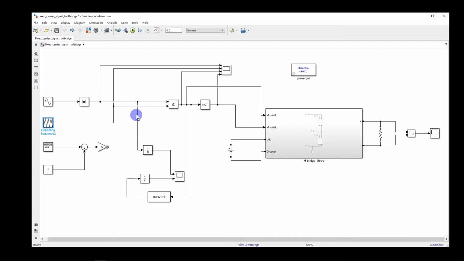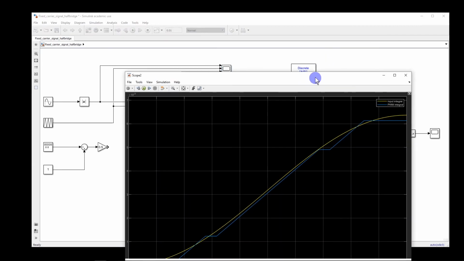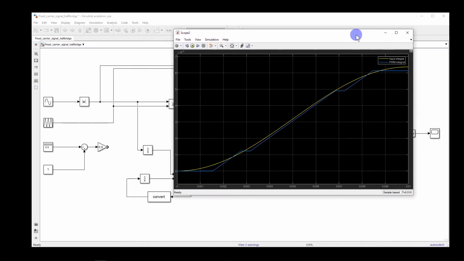Now in this part, I am going to integrate the signal from the beginning till any point. And on this line, I will take the integral of the PWM signal. So let's see what we get. Here are the signals. This is the input, this is the triangular waveform, and the orange one is the PWM produced. And if I look at this oscilloscope, what we see is that the yellow one is the integral of that input. It's the cumulative integral, and the blue one is the cumulative integral of the PWM signal. Now, of course, they are not very much matched, but they are very close.